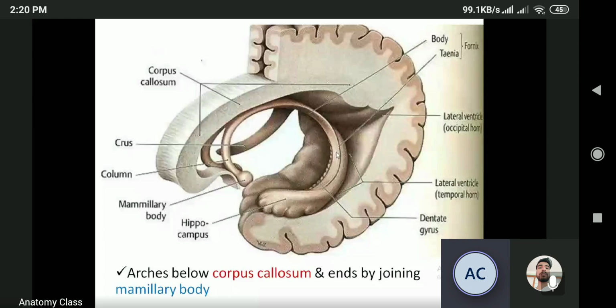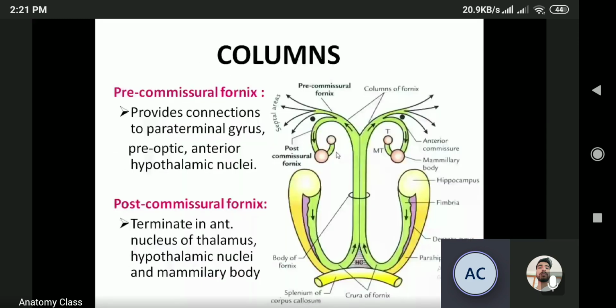Now, the column of the fornix is divided by the anterior commissure. See here, these are the two anterior commissures. The anterior commissure divides the column of the fornix into pre-commissural fornix and post-commissural fornix, while a small amount of fornical fibers passes above the splenium of the corpus callosum to form the dorsal fornix.